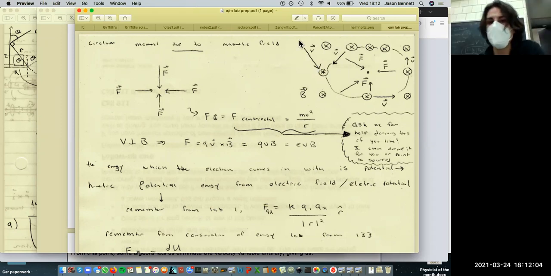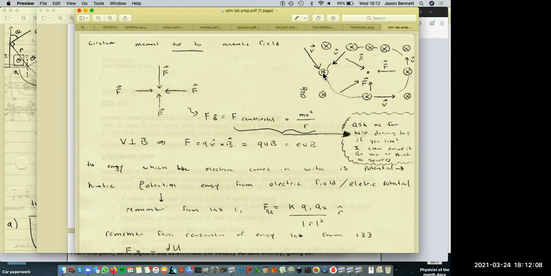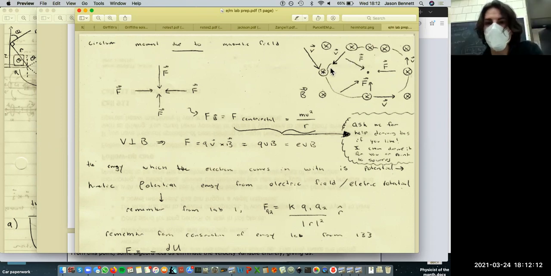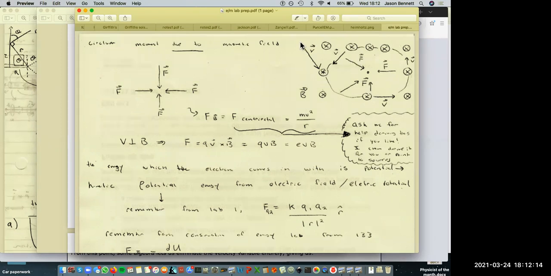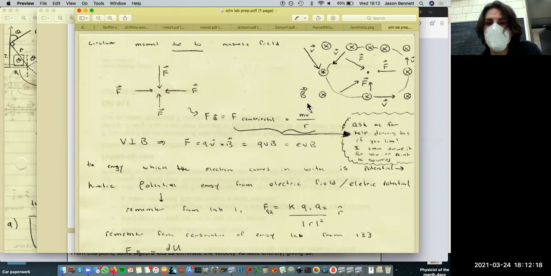So as we see, this thing is coming in. The force that it initially feels is pushing it perpendicular. It's always at right angles with cross products like this, because the velocity is going in the plane, and the B is going into the plane.